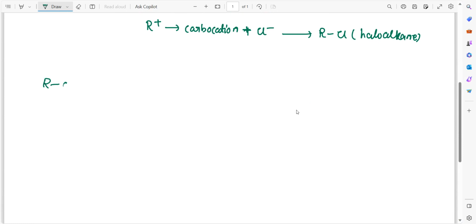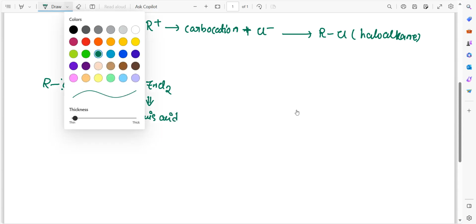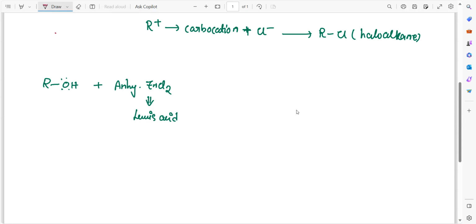Here the alcohol is reacted with anhydrous ZnCl2. We previously know that ZnCl2 is a Lewis acid, so it accepts electrons. Oxygen has lone pairs. Oxygen donates one of its lone pairs to anhydrous ZnCl2. That's why it forms the complex.